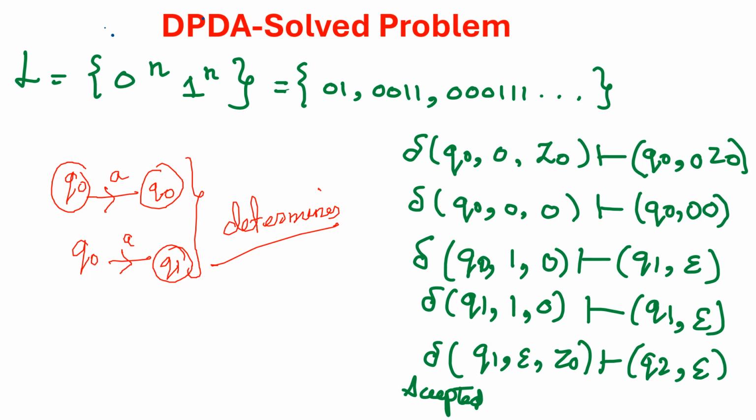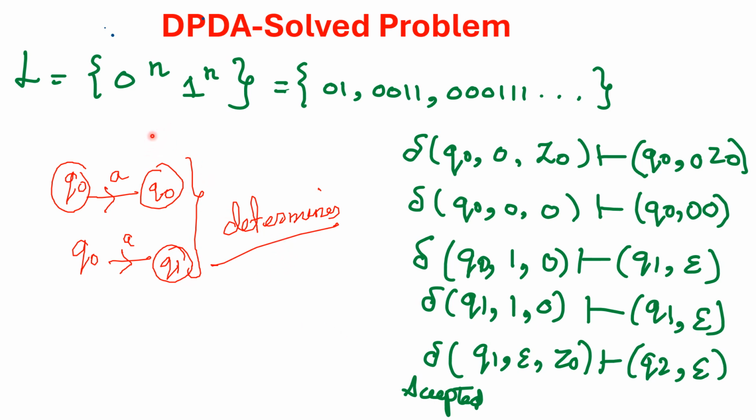First, we have to start with the initial state. Definitely the string starts with 0 and ends with 1 only. It should be an equal number of zeros followed by an equal number of ones. So we have to analyze before constructing. If you are reading 0, what will happen? If you are reading 1, what will happen? If the input is 0 and the stack symbol is Z0, what will we do? We have to analyze like that first.